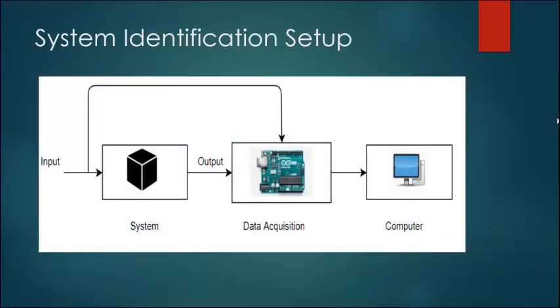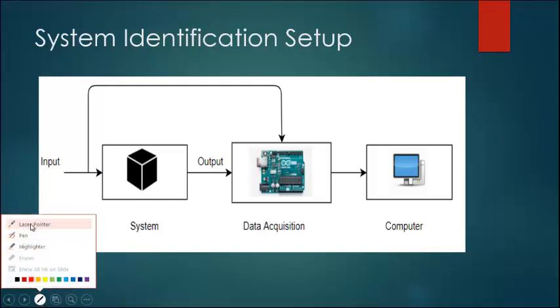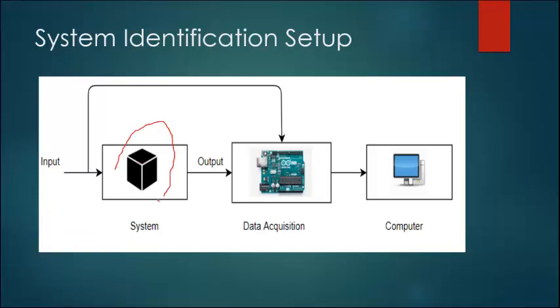So, enough theory. Now let's jump to practical. This is a setup of system identification. For example, if I have a system and I want to identify the model of that system, as you can see, we have this system here. It's a black box and we don't know anything about the system. We want to identify it.